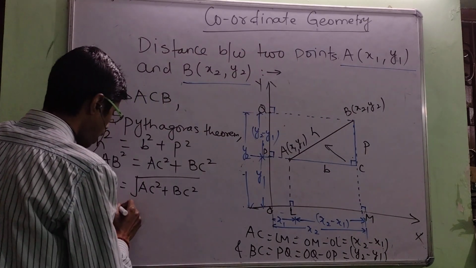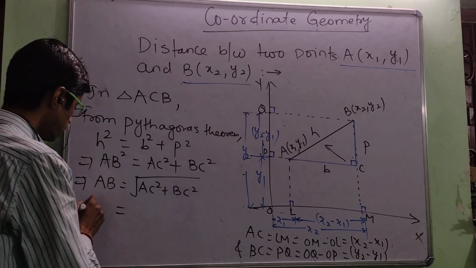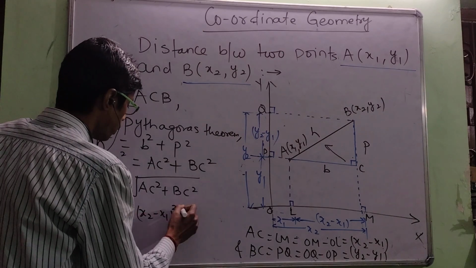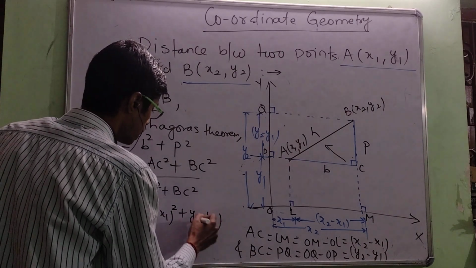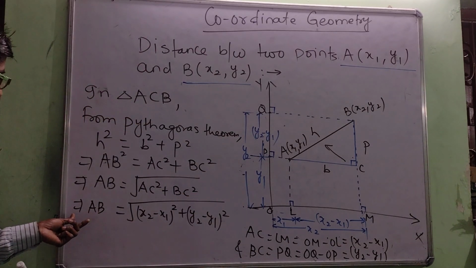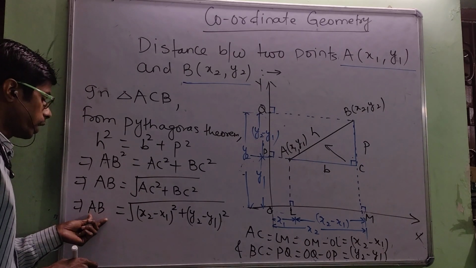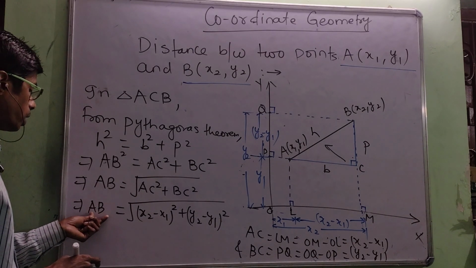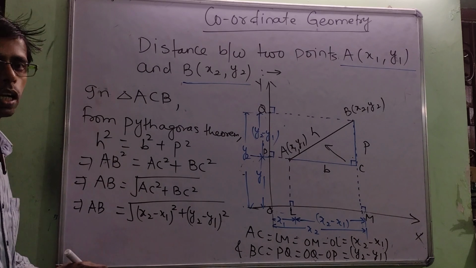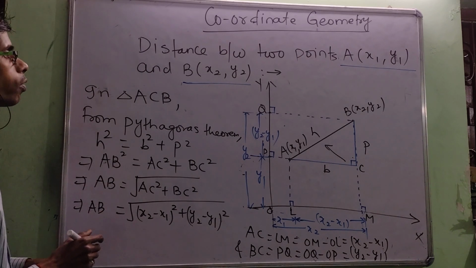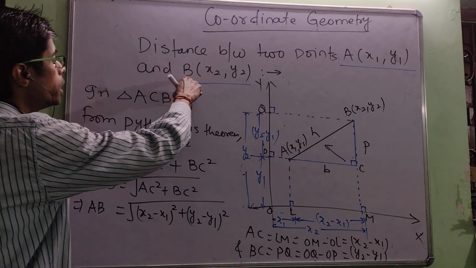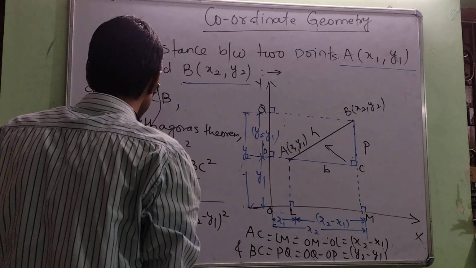Now we will put the values of AC and BC here. Then AB will become under root (x2 minus x1) square plus (y2 minus y1) square, and this is the distance formula between 2 points A and B, where point A is (x1, y1) and point B is (x2, y2). x1 is the x coordinate of A and y1 is the y coordinate of A, and x2 is the x coordinate of B and y2 is the y coordinate of B.